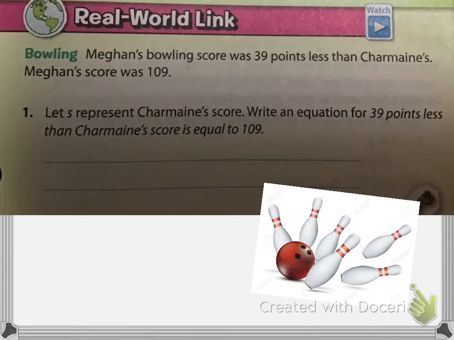Megan's bowling score was 39 points less than Charmaine's. Megan's score was 109. So let's use S to represent Charmaine's score. Write an equation for 39 points less than Charmaine's score is equal to 109. So Isabella, what do you get as the equation?